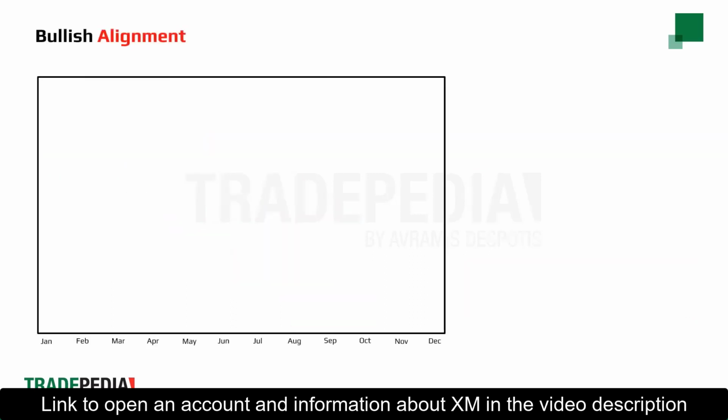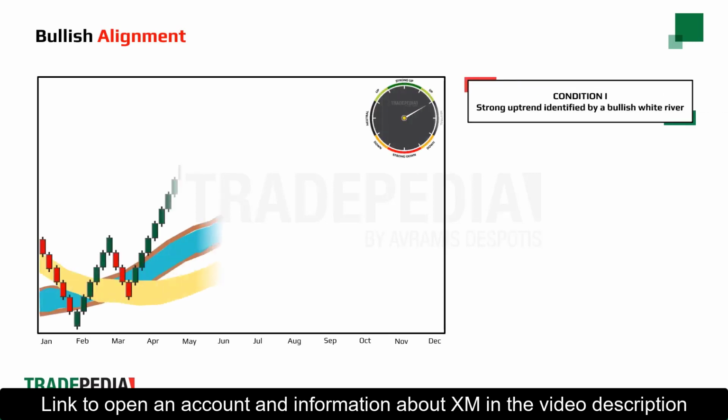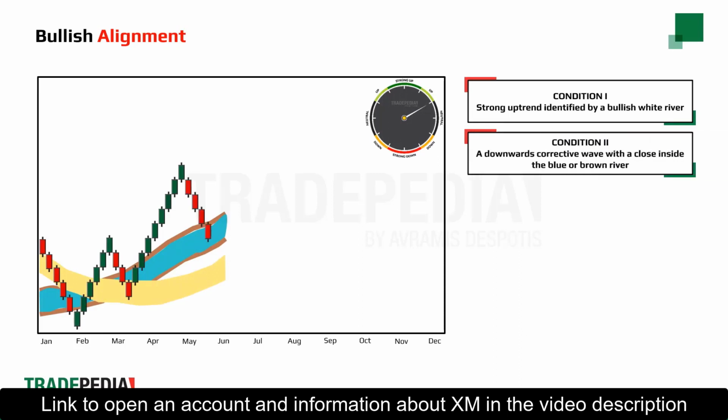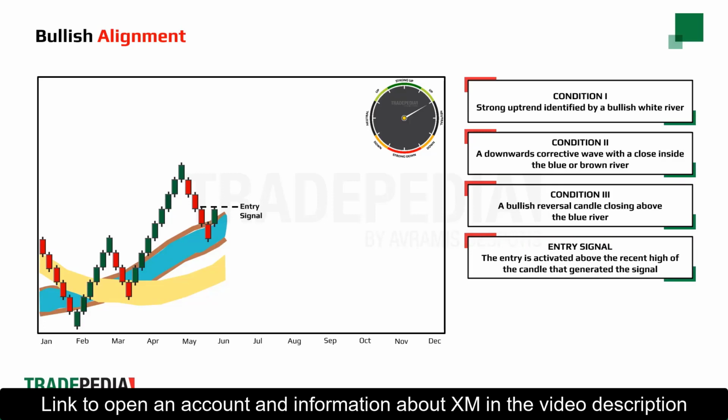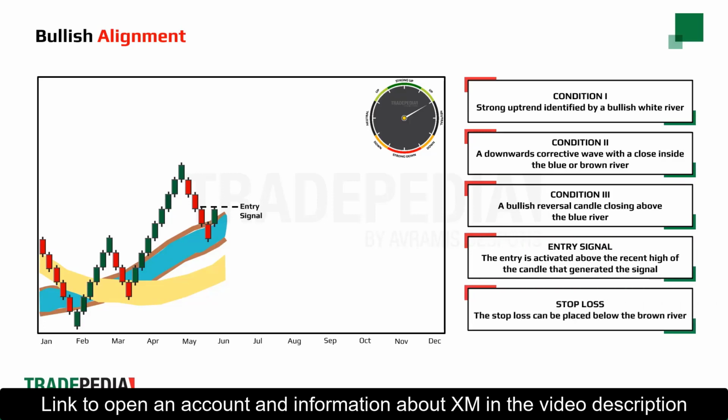A bullish alignment signal is given when the following conditions are met. Condition 1. Strong uptrend identified by a bullish White River. Condition 2. A downwards corrective wave with a close inside the Blue or Brown River. Condition 3. A bullish reversal candle closing above the Blue River. The entry is activated above the recent high of the candle that generated the signal. The stop loss can be placed below the Brown River.